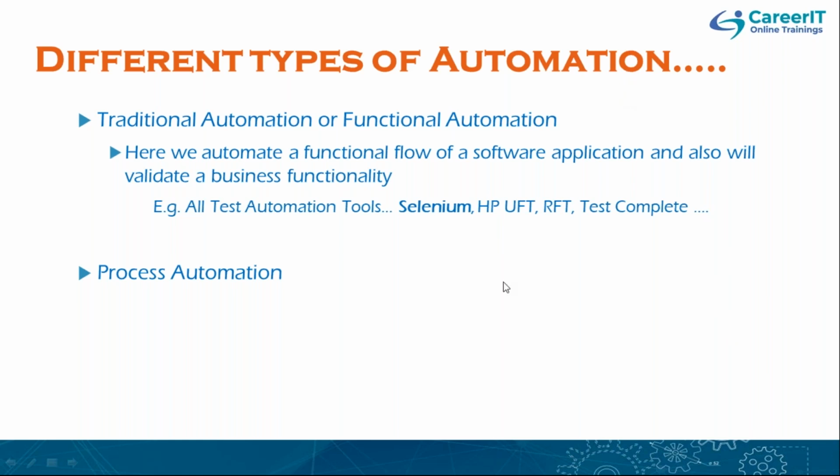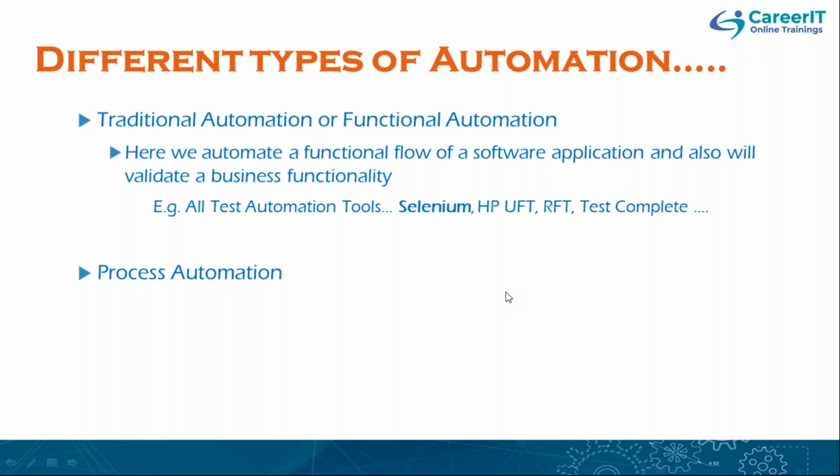So when it comes to software test automation, the testing itself is nothing but validating something, checking whether that particular application or functionality is working properly or not. So in test automation, we use a particular automation tool and automate a functional flow or a business functionality. Then our ultimate goal is to validate or check the functionality of that particular application. That's what we do under functional or test automation.